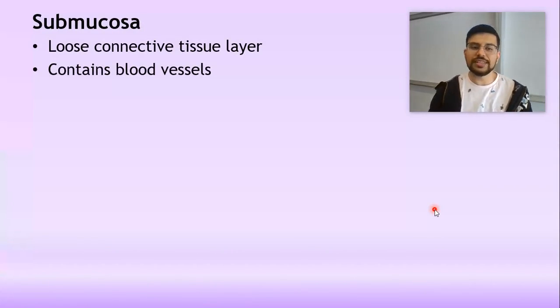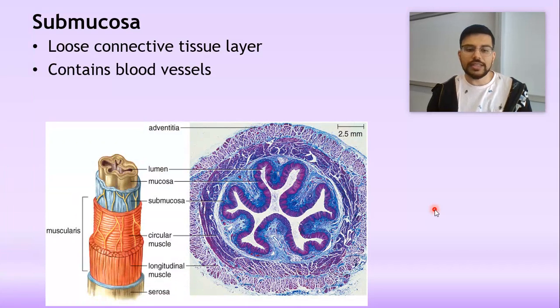Submucosa just comes after that. That's a bit of loose connective tissue, and this has some blood vessels. So the blood vessels, this is the submucosa, that's going to bring blood to your digestive tract. So you have that blood flow, that transport system connected directly to your digestive system.